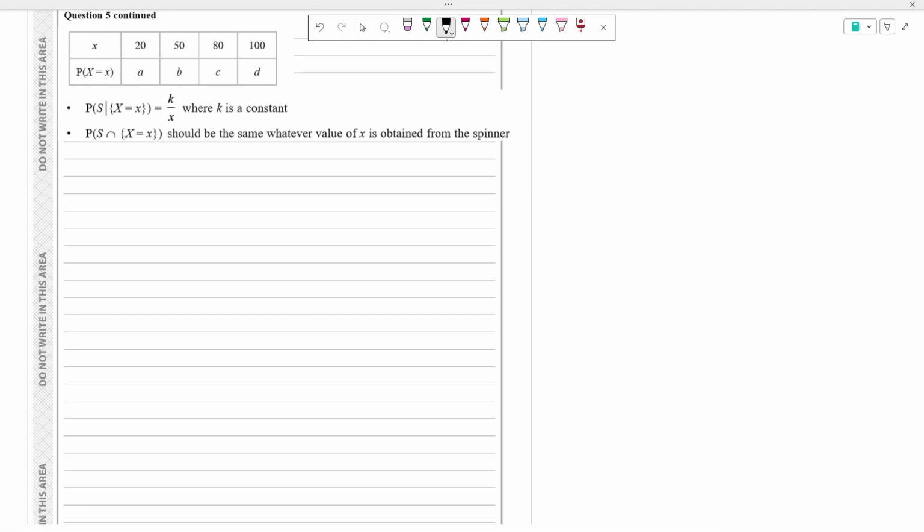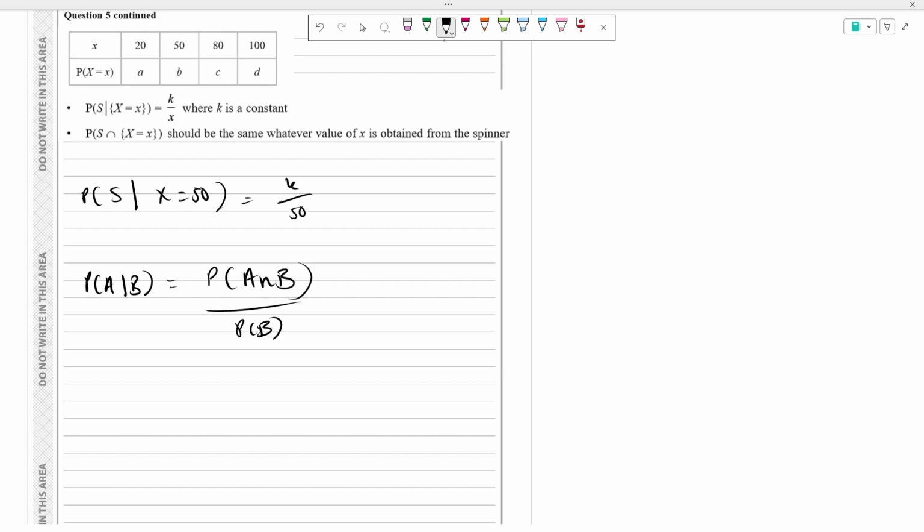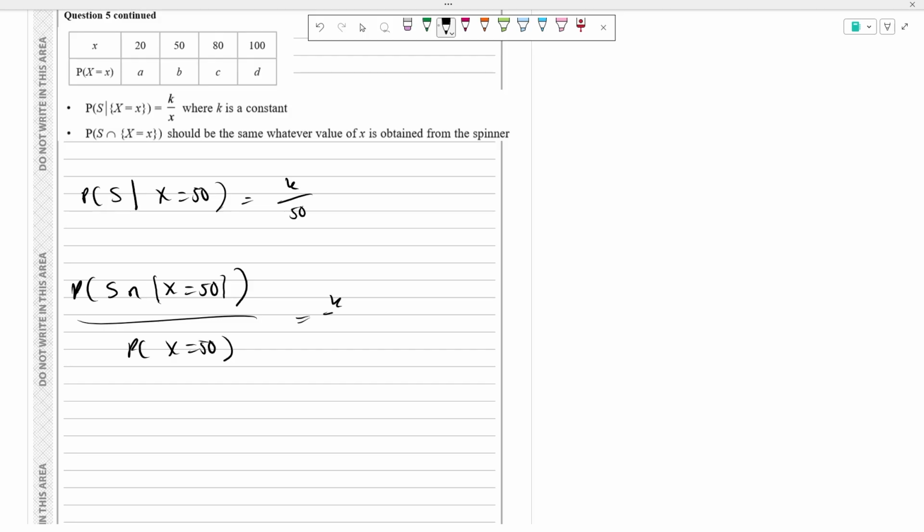So let's start with 50. It says that the probability that S, given that X is equal to 50, is equal to K over 50, because that's the value of X. Now let's actually work out what this is given as in terms of another formula. There is a formula given to you in your formula book, but I recommend that you learn this. Probability of A given B is the same thing as probability of A and B over the probability of B. Therefore, if we use the same formula for this, we end up with the probability of S and X equals 50 all over the probability that X equals 50, and that equals K over 50.